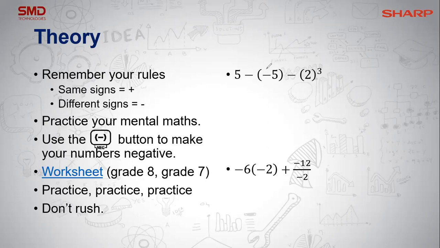So I'm just going to do the first example here. We've got minus times a minus, which is a plus. So we're going to have 5 plus 5. The minus is on the outside of the brackets and there's nothing inside, so we're just going to write down minus. And 2 to the power of 3 is 8. Then we're just going to follow it step by step from left to right. So 5 plus 5 is 10, minus 8. And 10 minus 8 is 2. And we are done.